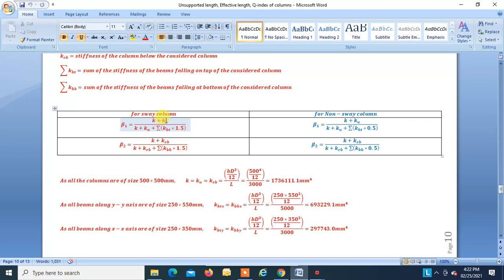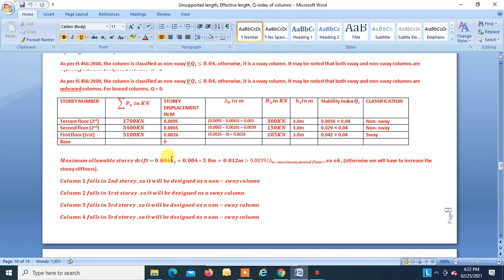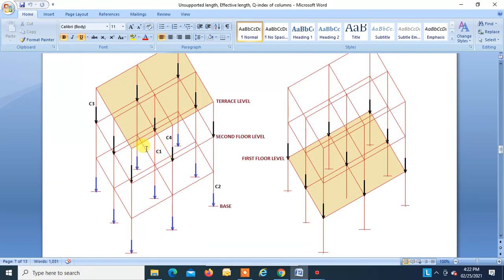So let us try to understand what is K, what is KU, what is KBT, what is KBB, what is KCB. K represents stiffness. So let us take column C1. We want to find the effective length of C1. This is considered as the column under consideration. K is the stiffness of this considered column. KU is the stiffness of the column above the considered column. KCB is the stiffness of the column below the considered column.